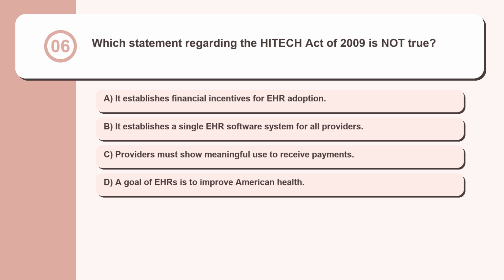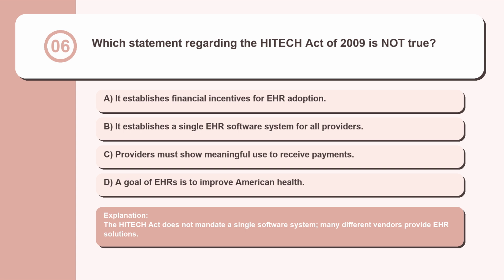Question 6. Which statement regarding the HITECH Act of 2009 is not true? Here are your options. Option A, it establishes financial incentives for EHR adoption. Option B, it establishes a single EHR software system for all providers. Option C, providers must show meaningful use to receive payments. Option D, a goal of EHRs is to improve American health. Explanation. The HITECH Act does not mandate a single software system, many different vendors provide EHR solutions.